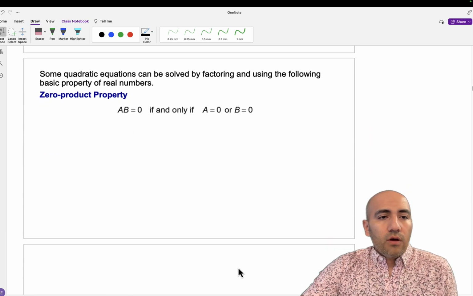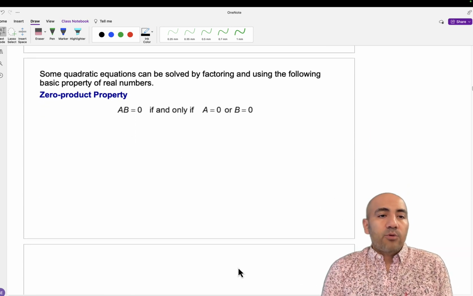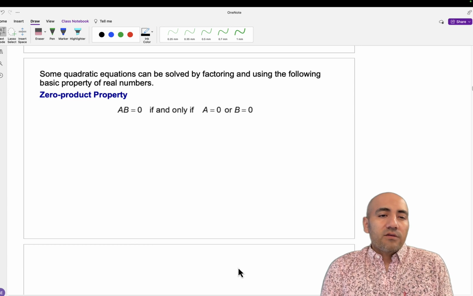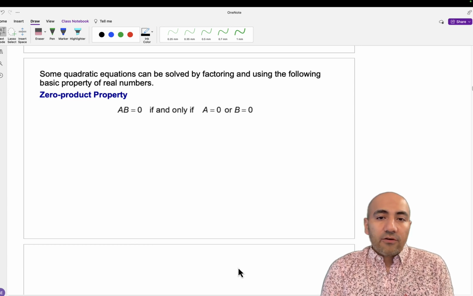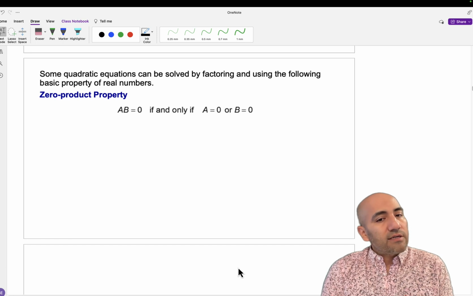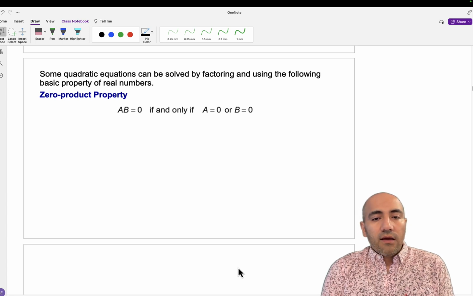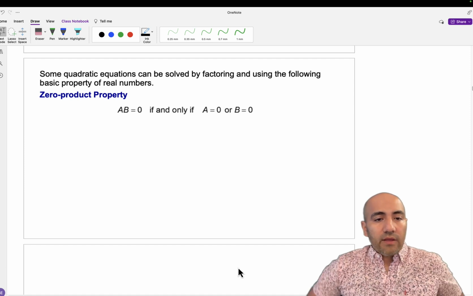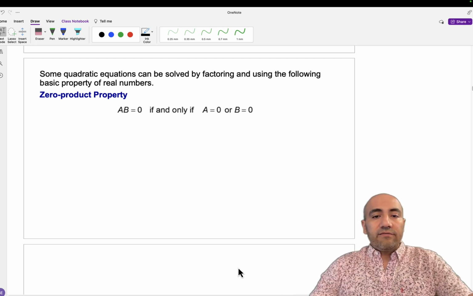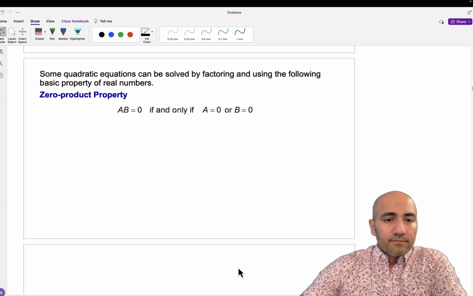Okay, so we're going to take advantage of this property. Some quadratic equations can be solved by factoring and using the following basic property, the zero product property. The zero product property states that if a times b equals 0, then it must be true that either a is 0 or b is 0. ab equals 0 if and only if a is 0 or b is 0.